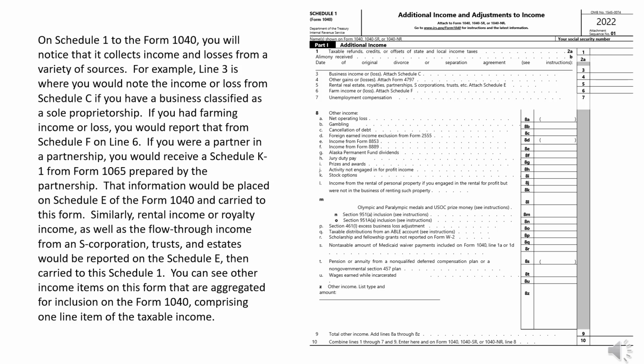You could also have a farm, and if you have a farm, then you'll report the farm income on Schedule F, and that'll be on line 6. If you receive unemployment compensation, that's covered. And so you have all of these various kinds of income, even jury duty, that you might receive pay for. Prizes and awards. So if you win the lottery, you have to report that here.